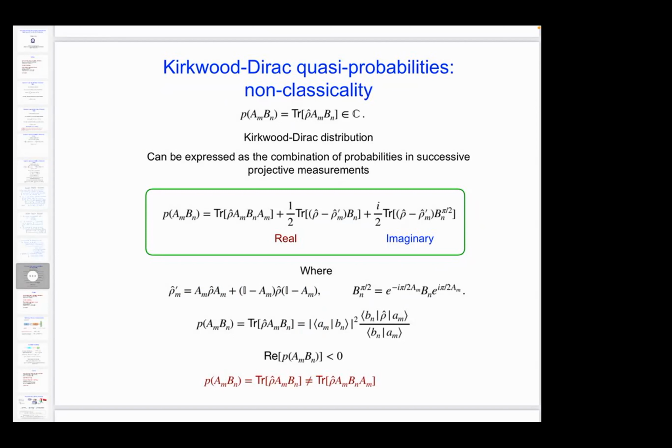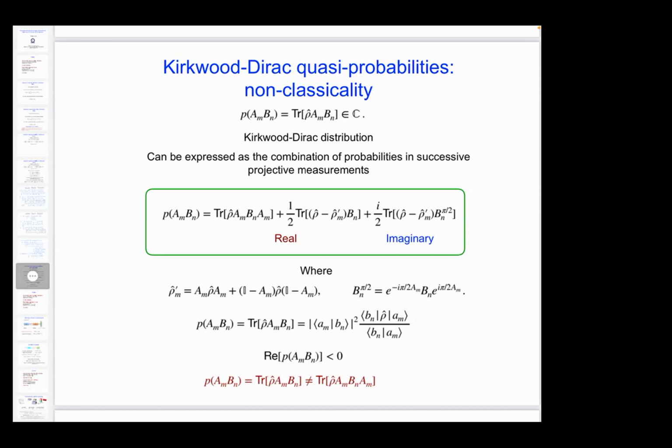B n pi by 2 is just a notion. This is nothing more than this. It's a projector, a rotated projector. So now if you can check, you can see that this quasi-probability distribution, the Kirkwood quasi-probability distribution, can be written in terms of weak values. So from this condition, it is also obvious that this quasi-probability distribution can have complex entries.